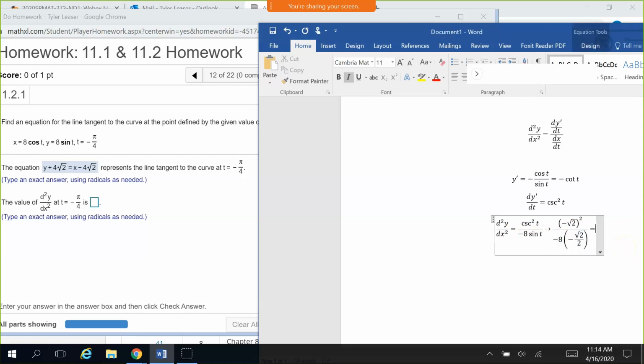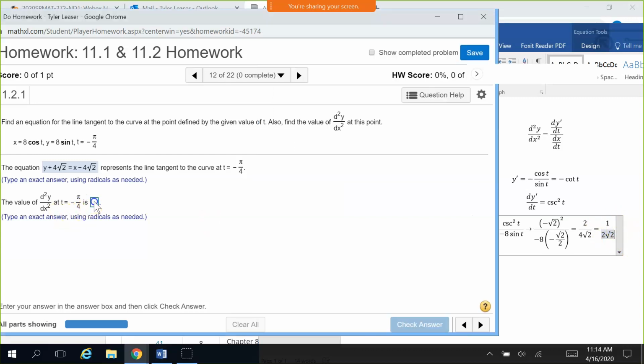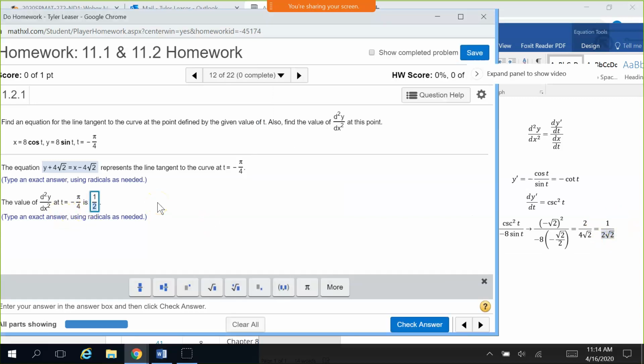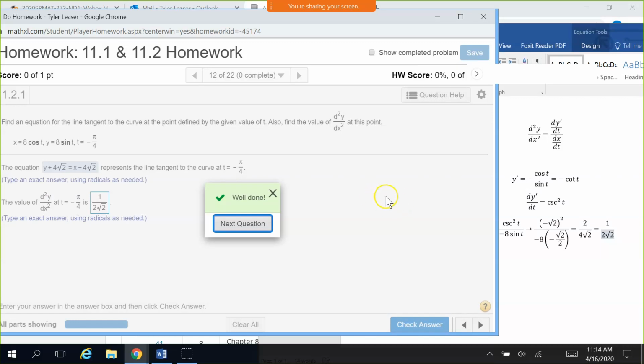All right, so my numerator is going to square out just to be a positive 2. My denominator, that's going to be that positive 4 square root 2 that we saw from before. So all in all, we're going to get a 1 over 2 root 2. And I'm sure this could, of course, be simplified a little bit better, but I'll probably just leave it like that. Hopefully the homework will take it. Yeah, they did.